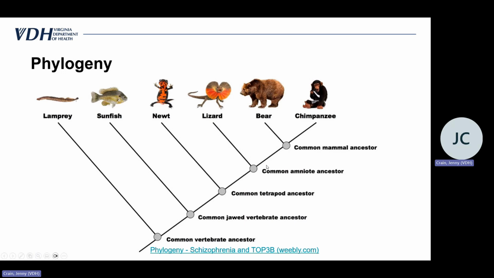And so what's important to think about with these phylogenetic trees is where the nodes are located. The most recent common ancestor would be here at this node, meaning that this is the most recent common ancestor between the bear and the chimpanzee. And you can work back. So it's just important to pay attention to where the nodes are.